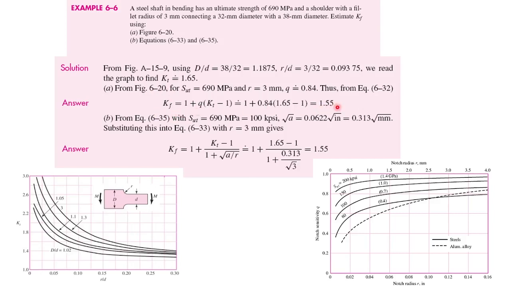All right. So this value of Kf is the factor that needs to be multiplied with the nominal stresses acting in the fillet to account for the geometrical discontinuity.